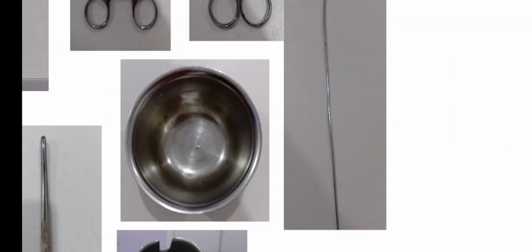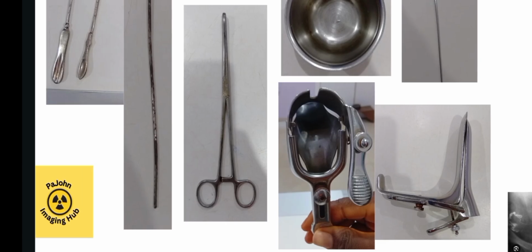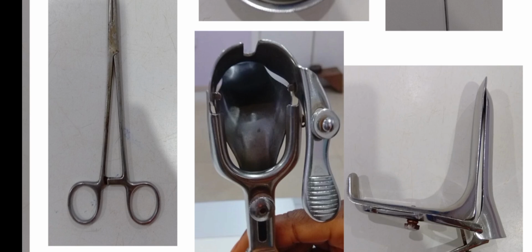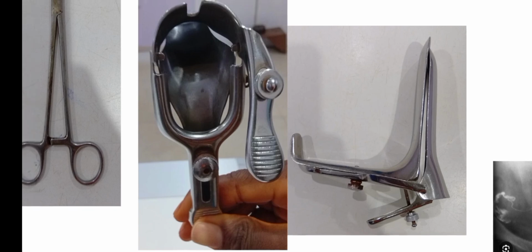This one is a catheter introducer. It helps us to introduce the catheter inside the womb through the cervix. Then we have this, which is a speculum. It is used to open the vagina so that we can visualize the cervix and locate the opening of the cervix. This is still the same speculum, closed. You open it. This is the closed form.